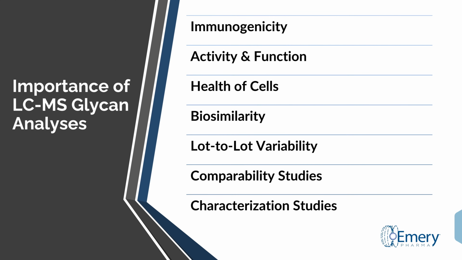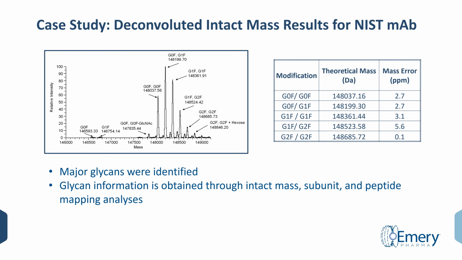Even though this is not the most sensitive technique, glycan information is often obtained from LC-MS mass analyses. In the case of the mAb, the information on the glycosylations G0F, G1F, and G2F is demonstrated. Subunit and peptide mapping analyses also revealed glycosylation information.